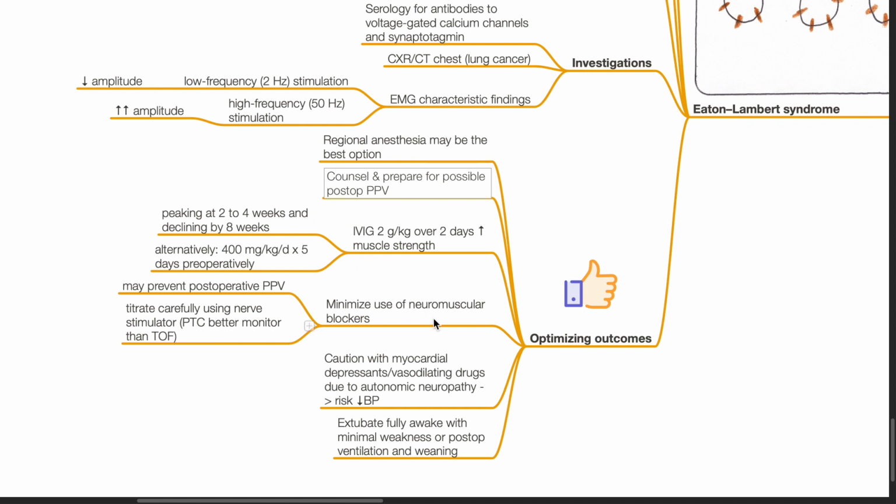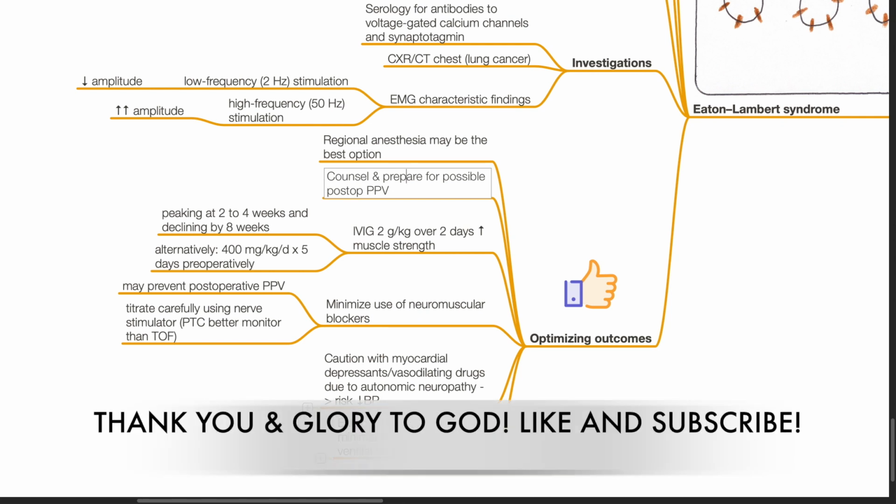Minimize the use of neuromuscular blockers. This may prevent post-operative PPV and titrate carefully using a nerve stimulator if neuromuscular blockers are used. Post-tetanic count is better to monitor the degree of blockade rather than train of four. Be cautious with myocardial depressants and vasodilating drugs, as patients may have autonomic neuropathy and this risks hypotension. Extubate fully awake with minimal weakness or ventilate post-op at the ICU for weaning.